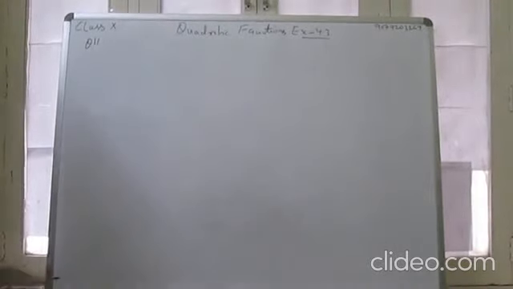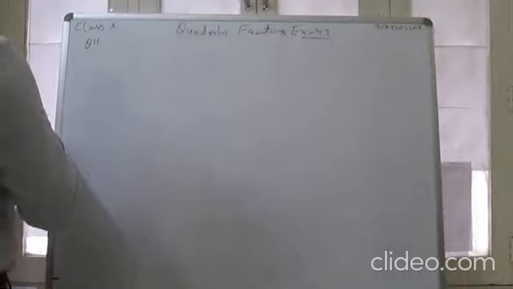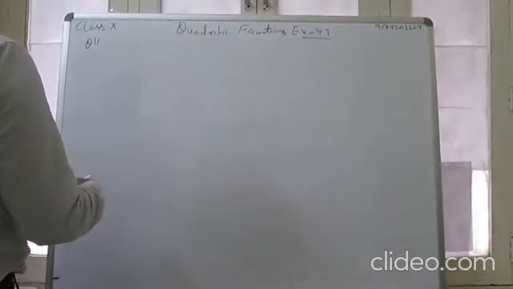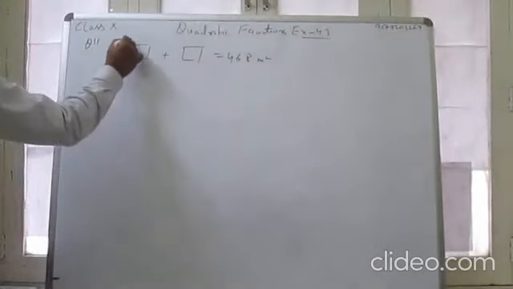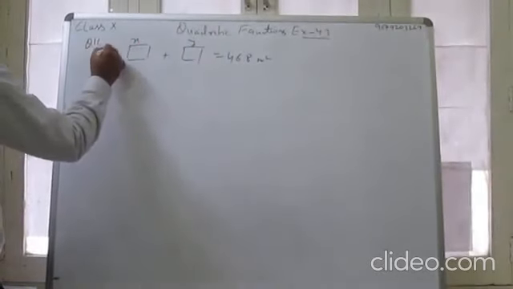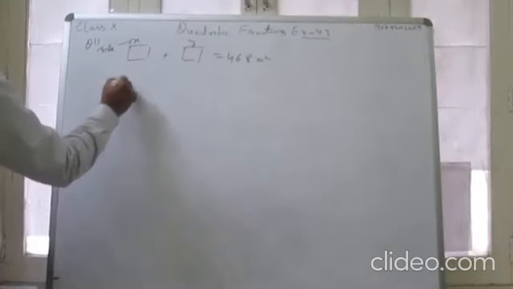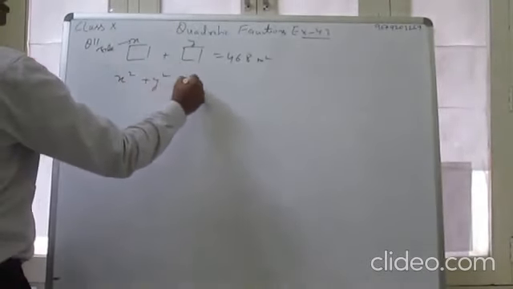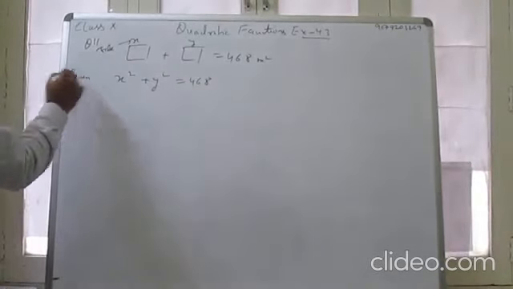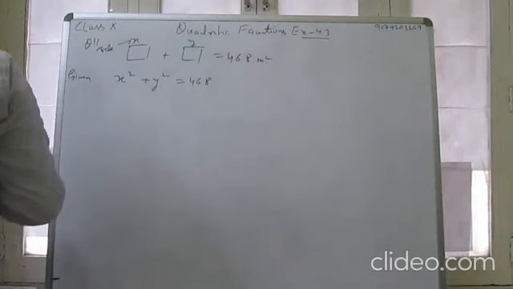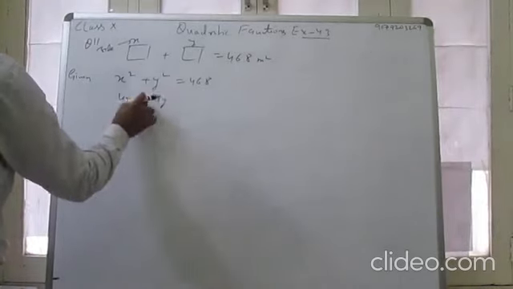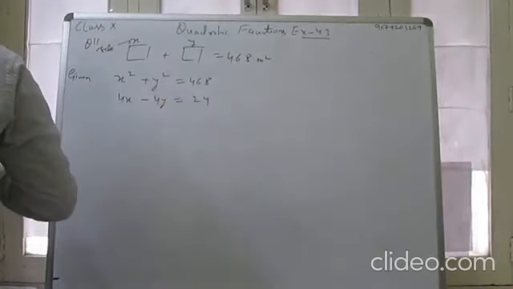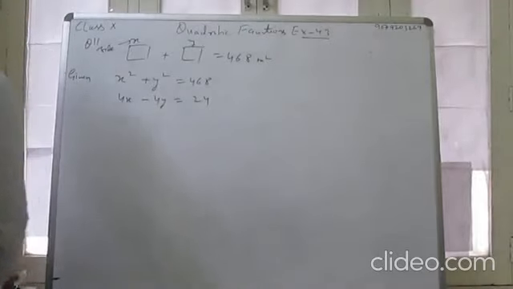Question 11. The sum of areas of two squares is 468 meters square. Suppose these are the two squares and the sum is 468 meters square. If the sides are x and y, the square of the first is x square, the square of the second is y square. It is 468, given to you, and the difference of the perimeters, so the perimeter of the first square is 4x, the second is 4y, and the difference is 24. Find the dimensions or sides of the two squares.